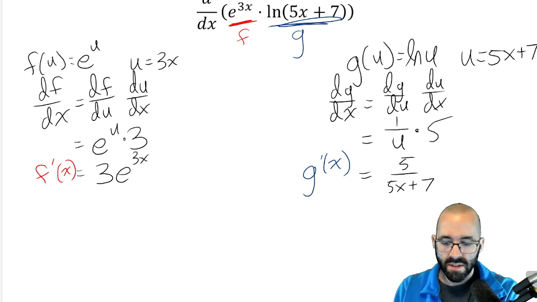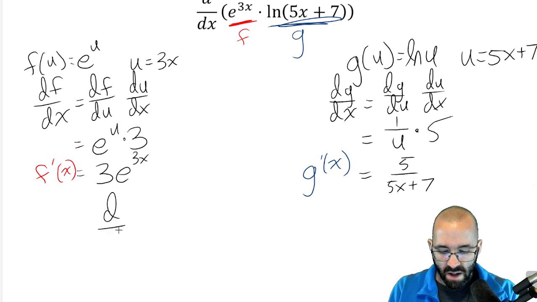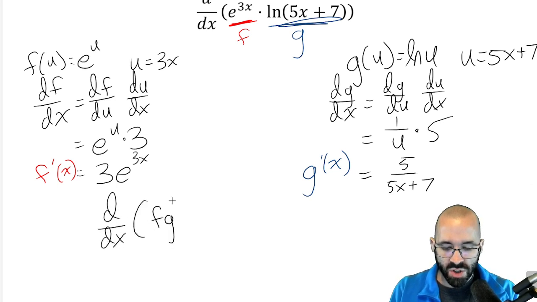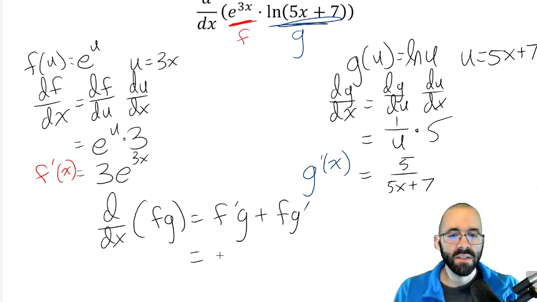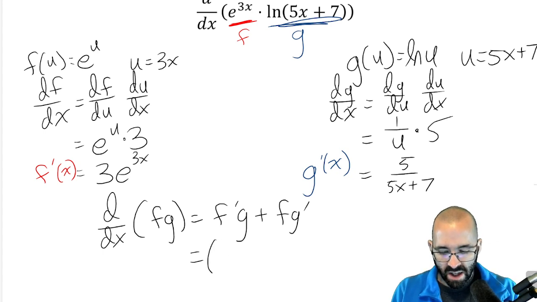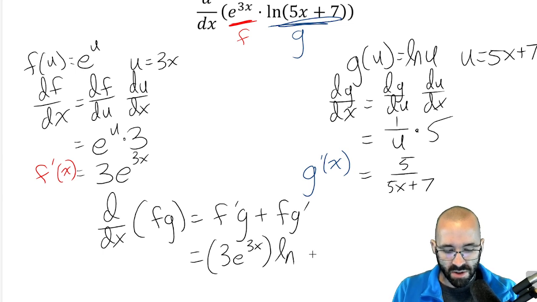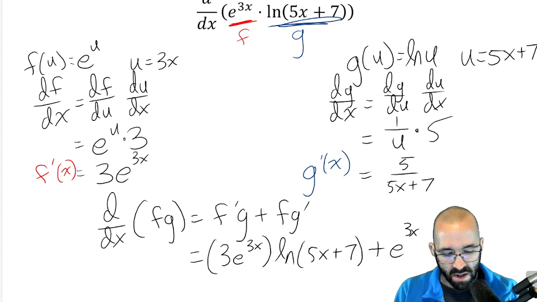Now we can use the product rule. So the derivative of f times g is f prime g plus f g prime. Just plug in and simplify now. f prime, we said, was 3 times e to the 3x. g, we said, was the natural log of 5x plus 7. Plus f, which is e to the 3x, times g prime, which is 5 divided by 5x plus 7.